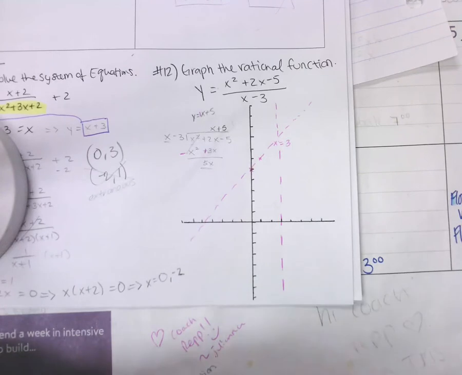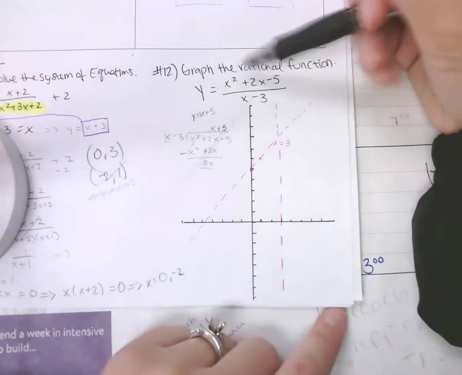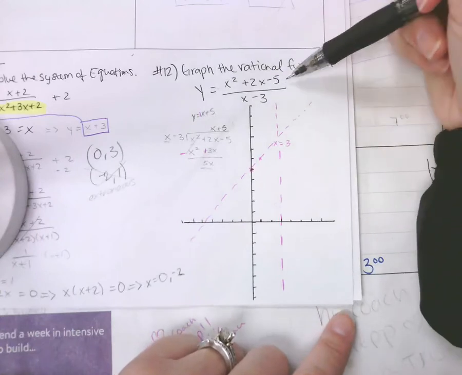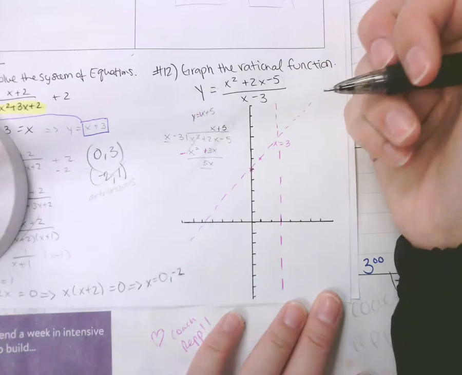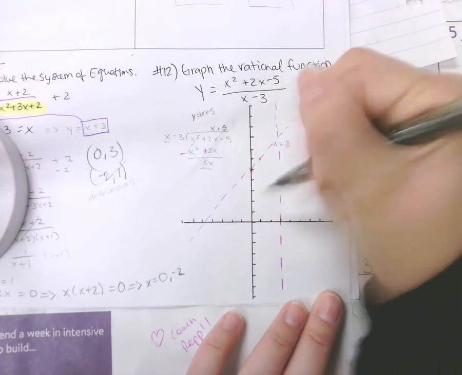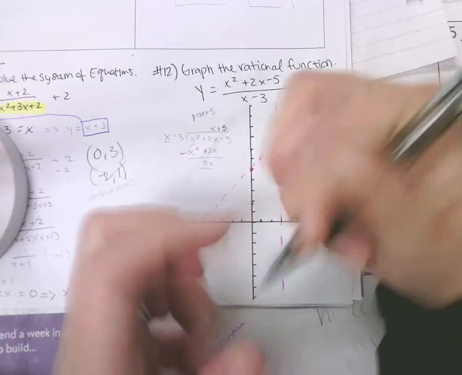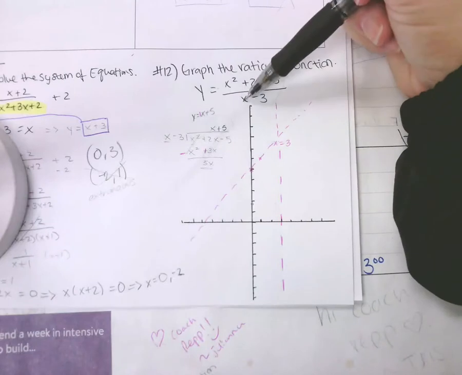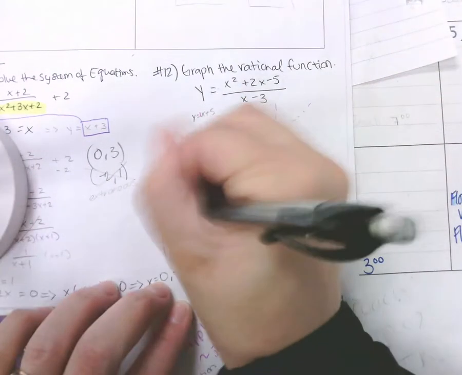I'm not going to force you to find the intercepts. If you want to find the intercepts, you can. If you don't want to, you don't have to, but you need to graph it. If you want to find the y-intercept, that's super easy. You just plug in 0 for x, and you get negative 5 over negative 3. So that's 5/3, which is like 1 2/3, right there. The y-intercept, if you plug 0 in for x, is the easiest point.